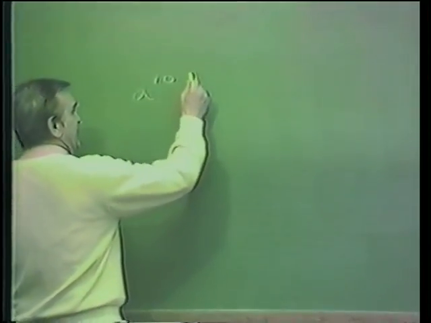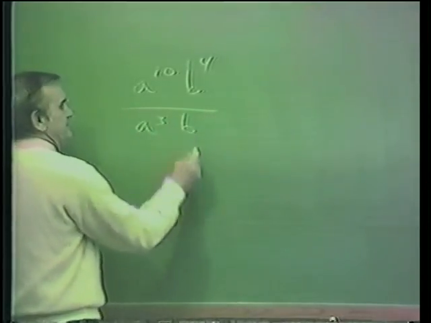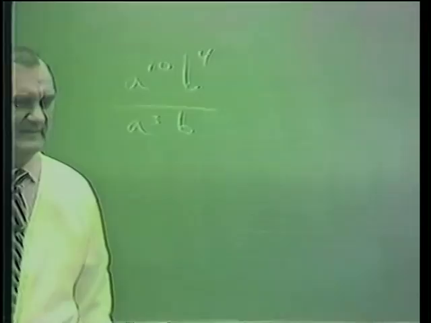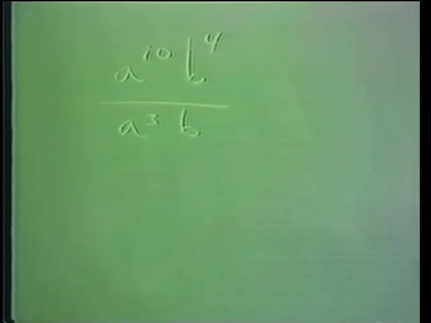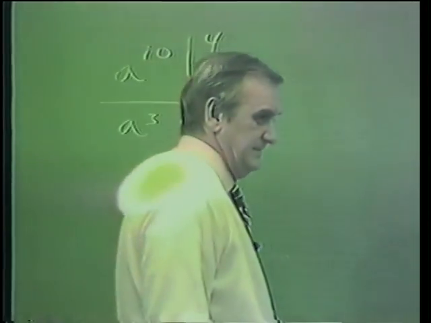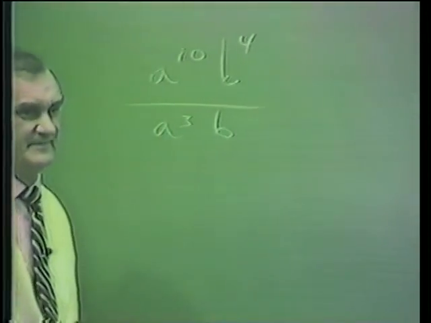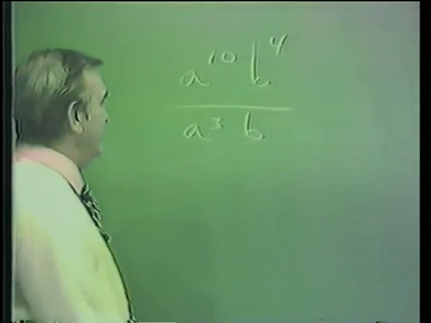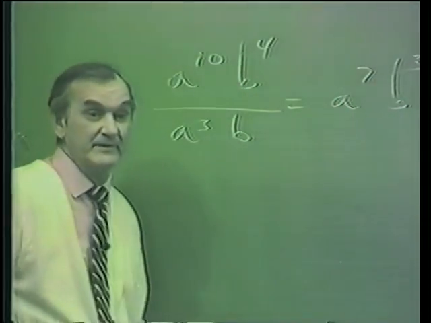Suppose I have this: a to the 10th, b to the 4th over a to the 3rd, b. Using Roy's property, Jan, what'd you give for an answer? A to the 7th, b to the 3rd. Does everybody agree with that?